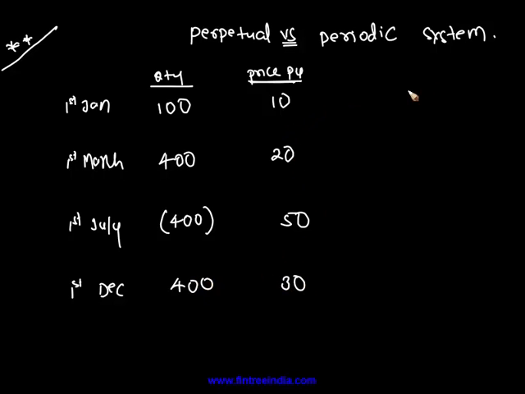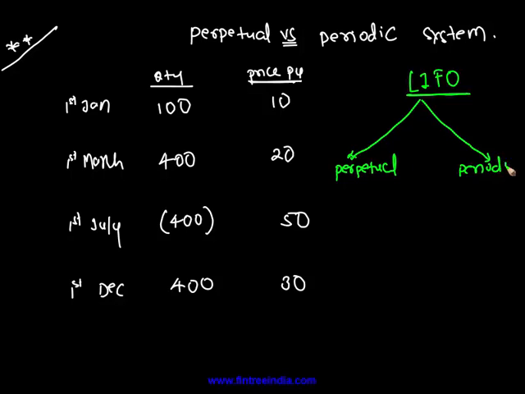Then the organization has decided to use the last in first out method, LIFO, but two different accountants are going to look at this LIFO from a different perspective. One of them is on perpetual, one of them is on periodic. What we want to calculate is what would be the COGS and the ending inventory. Now observe this carefully.